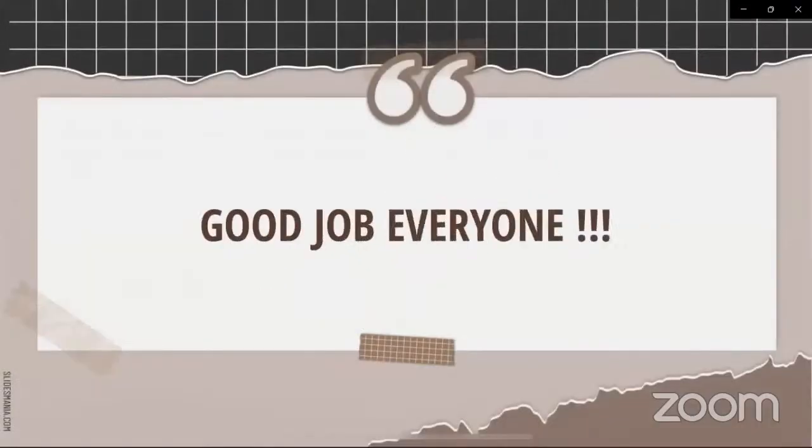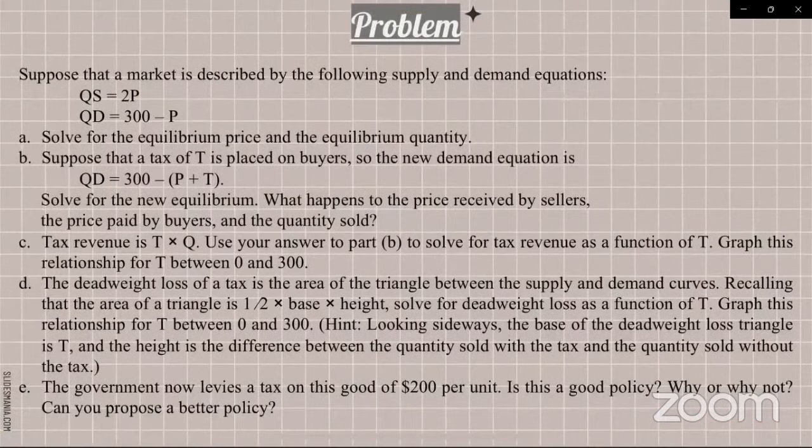Thank you for answering the quick quiz. And now we face the problem and application for this chapter. Suppose that a market is described by the following supply and demand equations. The quantity supplied is equal to 2P and the quantity demanded is equal to 300 minus P.